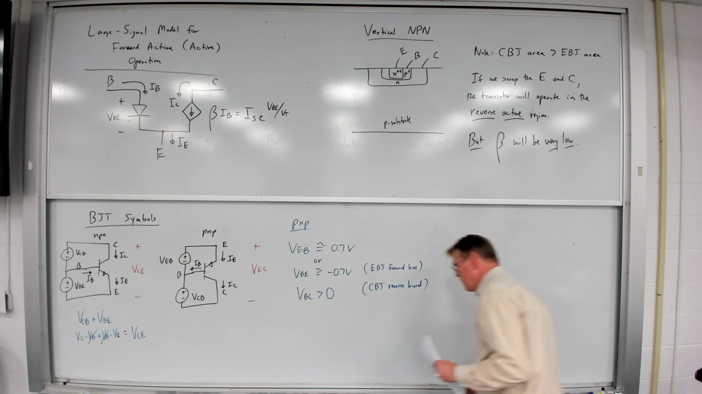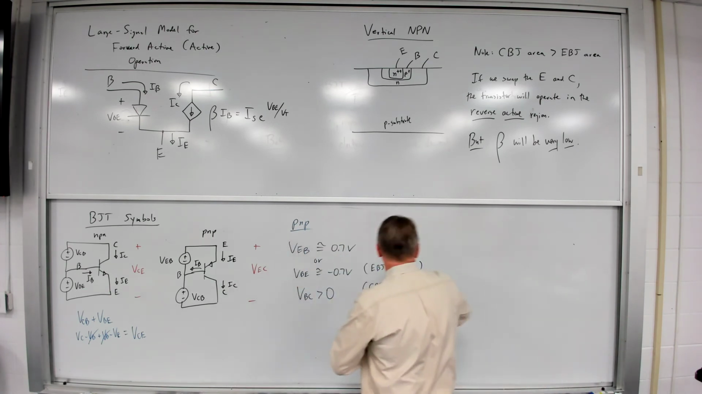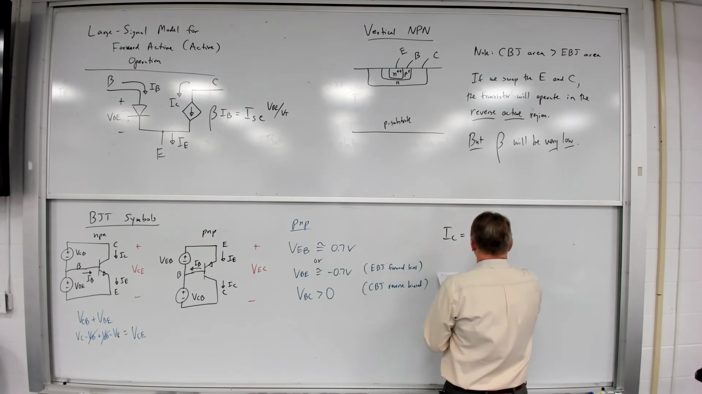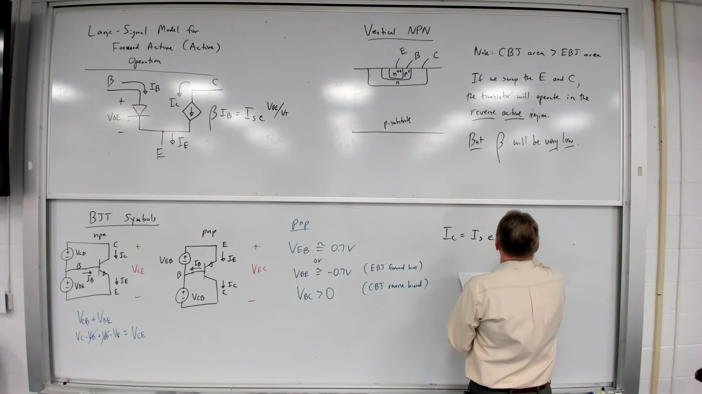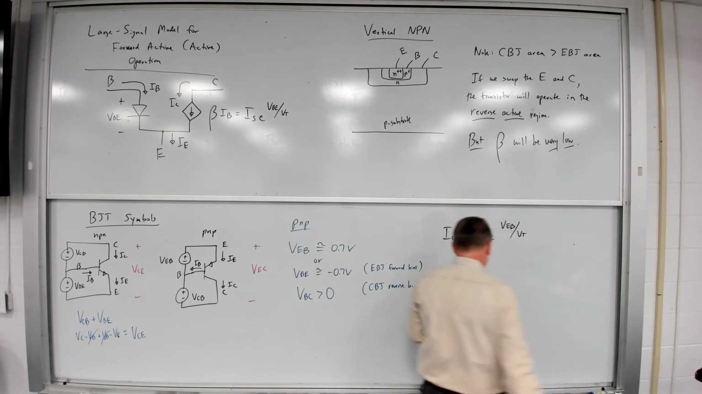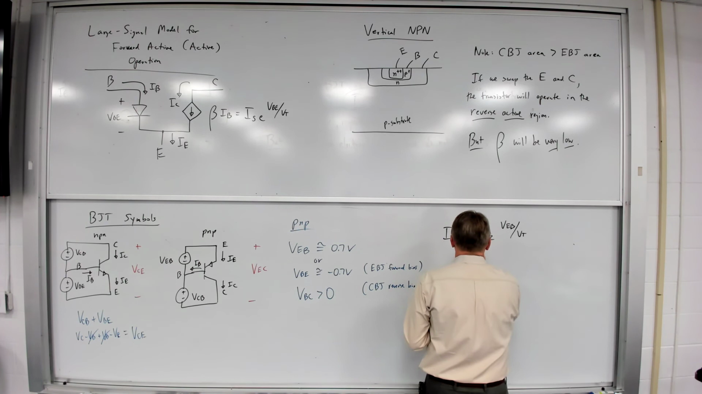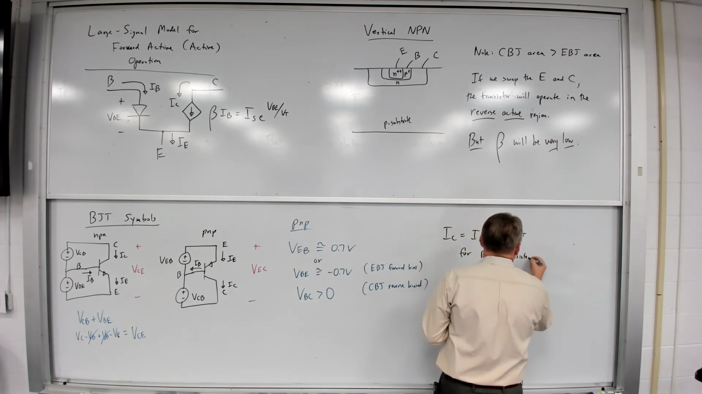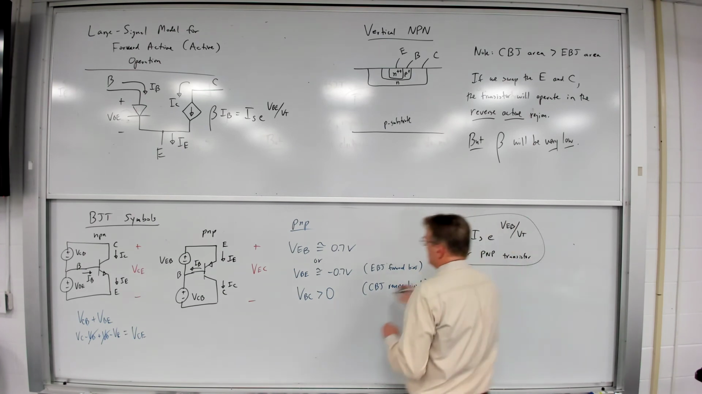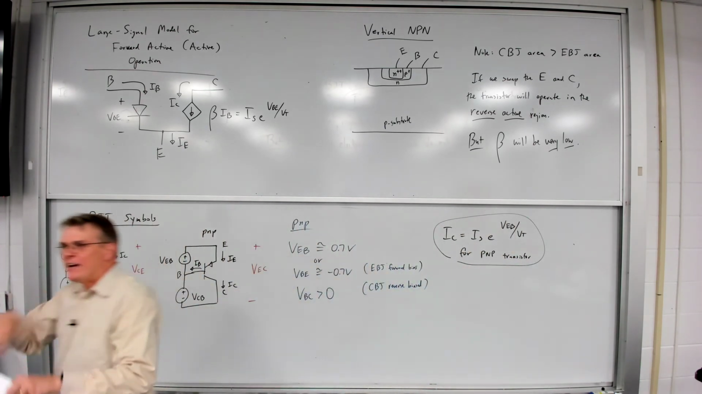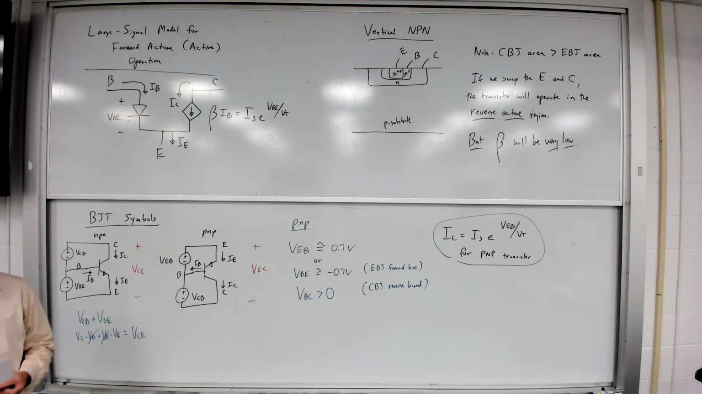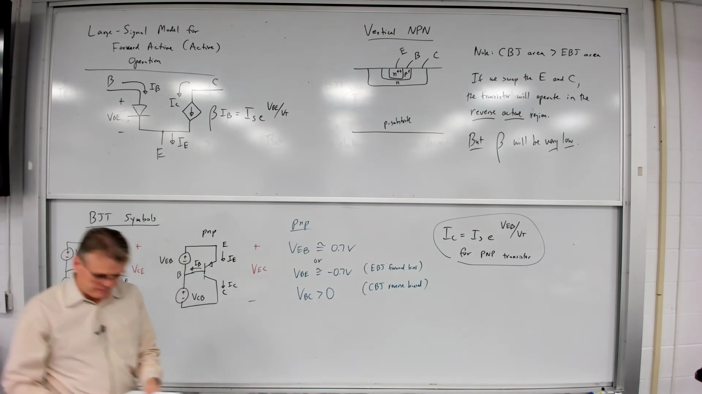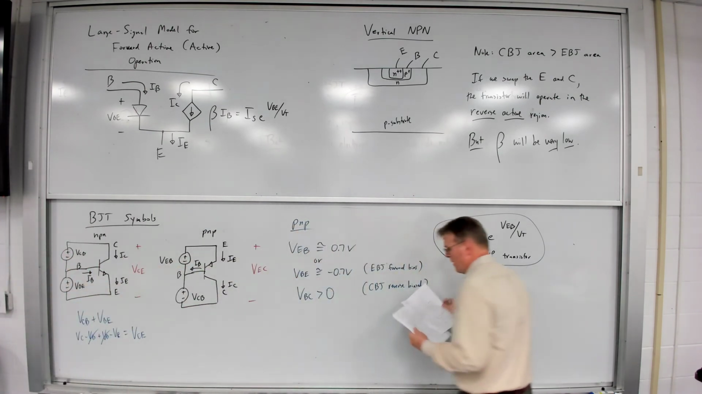And for the PNP transistor as well, just for completeness' sake here, IC will be equal to IS times e to the VBE over VT for a PNP transistor. So current directions are flipped, voltage polarities are flipped as well. Although the book will typically flip around the subscripts just so they can make things positive again. Okay?